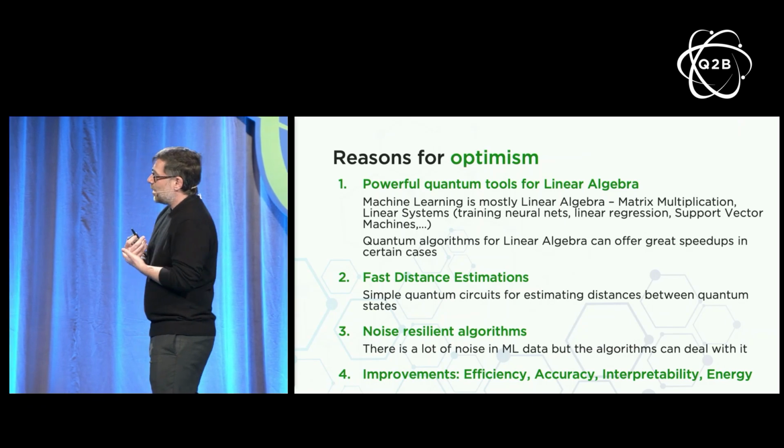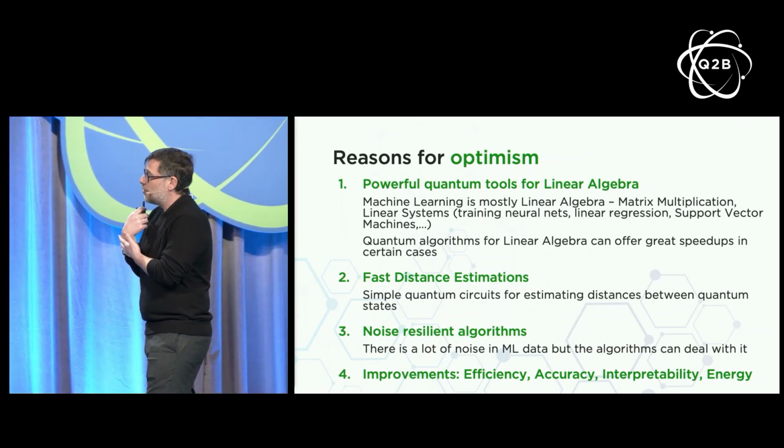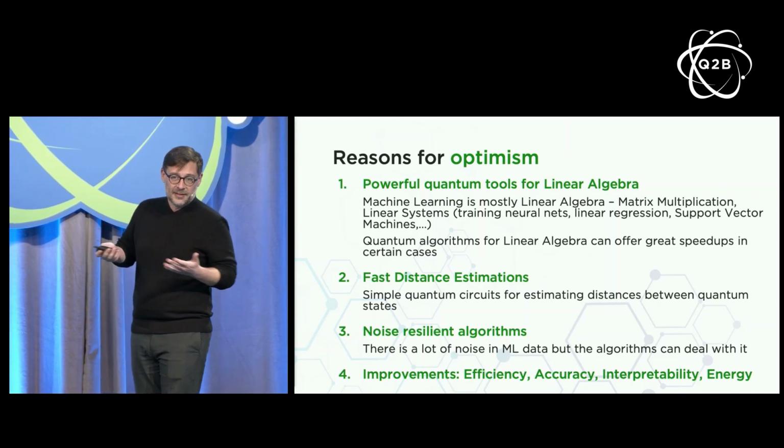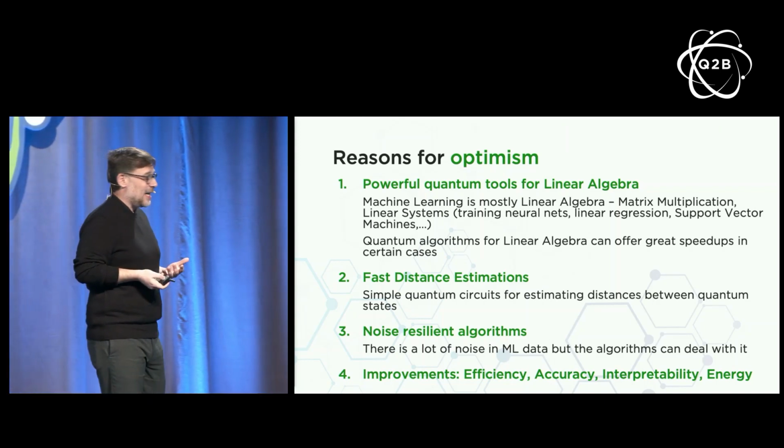And the last one is about energy saving. So we know that classical machine learning works very well for specific tasks, but we also know that it's extremely energy consuming.